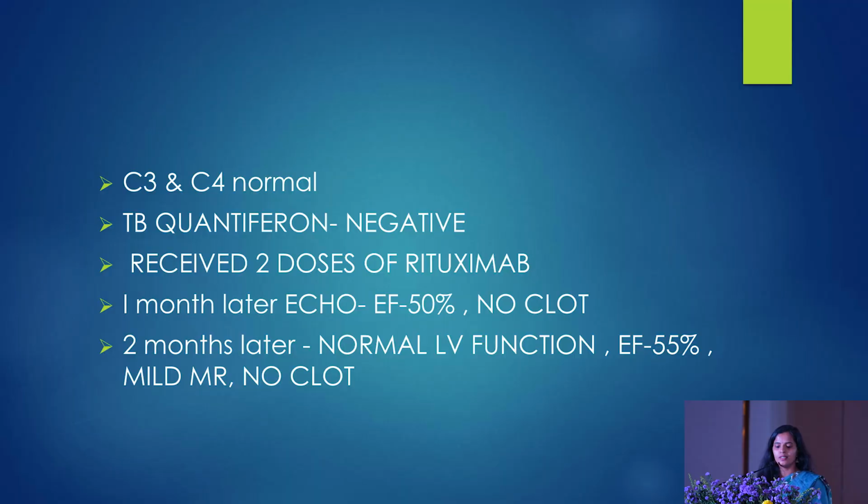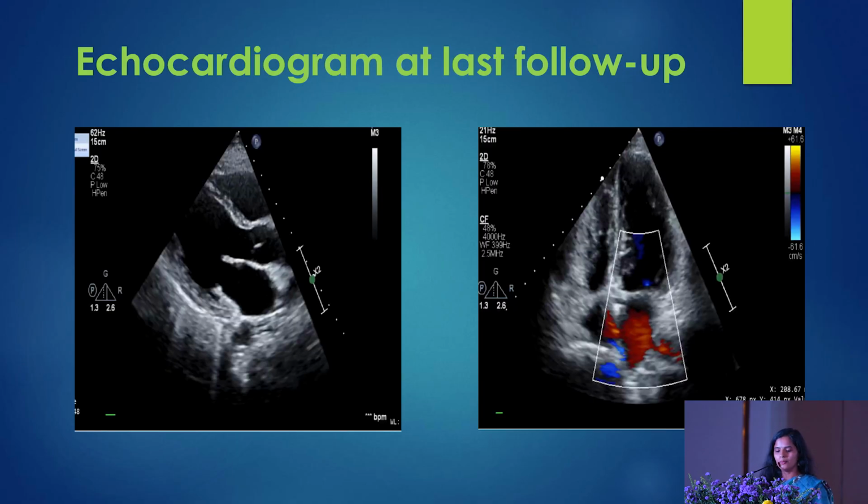C3, C4 was normal. TB Quantiferon was negative. She received 2 doses of rituximab, and 1 month later, EF was 50% with no clot. Two months later, normal LV function, EF of 55%, mild MR with no clots, and this is the last echo follow-up.